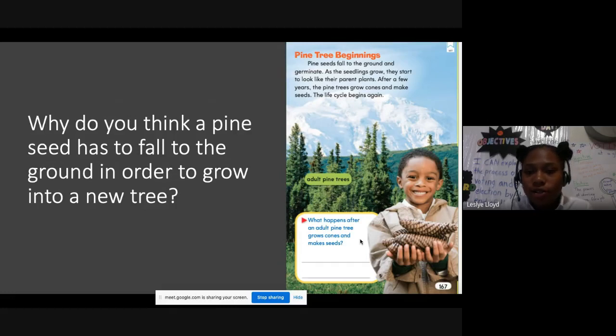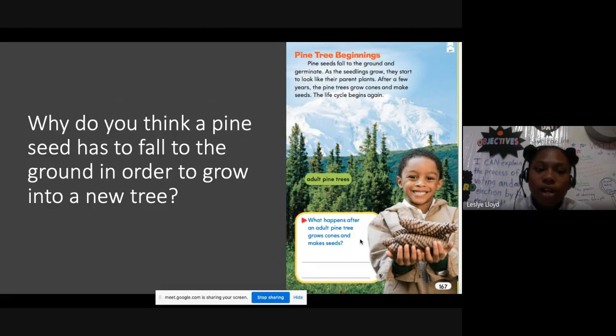All right, Ms. Lloyd is going to keep on reading the textbook. Pine tree beginnings. Pine seeds fall to the ground and germinate. As the seedlings grow, they start to look like their parent plants. After a few years, the pine trees grow cones and make seeds. The life cycle begins again. In the picture, these are pictures of adult pine trees. In the yellow box, what happens after an adult pine tree grows cones and makes seeds?